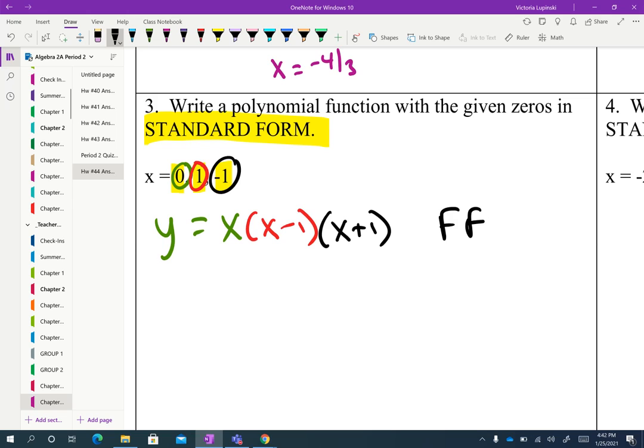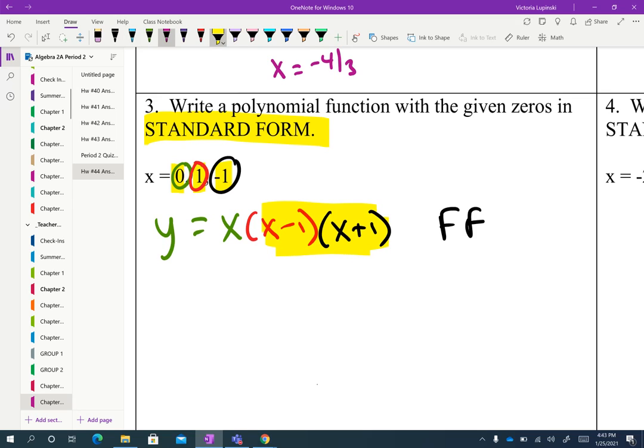In order to now go ahead and actually make it into standard form, you just have to multiply those 3 things together. Hopefully you remember that if you're multiplying 3 things together, you can start with any 2 of them. The easiest 2 to start with, just so you're aware, would be to start with x minus 1 times x plus 1.